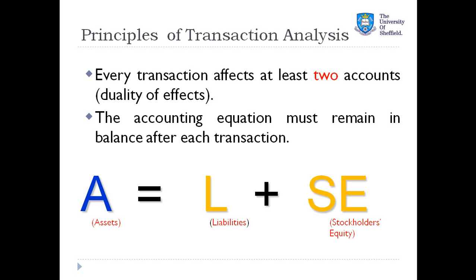Now, in order to show you how this transaction is being recorded, we need to try to state the basic principles of transaction analysis. Every transaction that happens affects at least two accounts. This is known as the duality of effects. So in every case, when we have a transaction in day-to-day activities, at least two of the accounts we have mentioned are going to be affected. And obviously, we always have to keep in mind that the accounting equation must remain balanced after each transaction, meaning that assets have to be equal to liabilities plus equity.